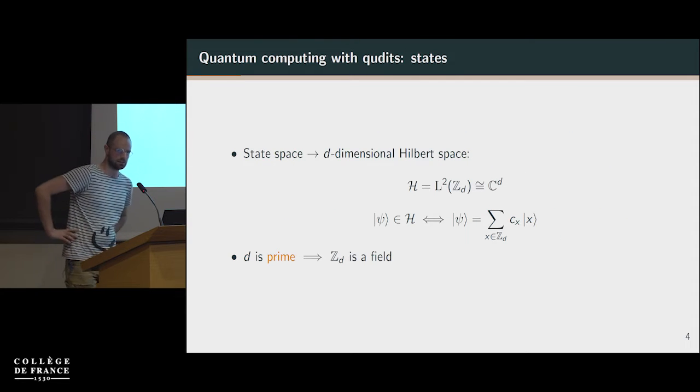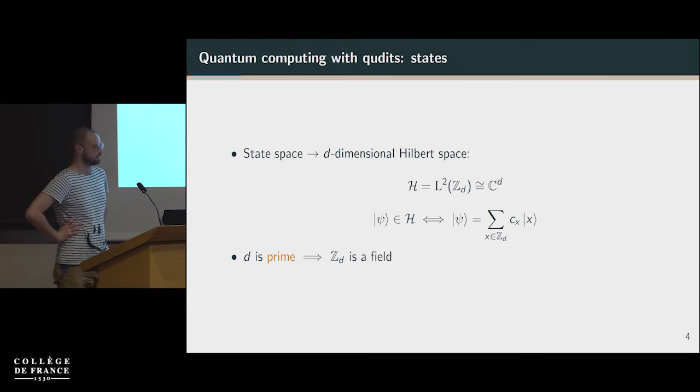Now, diving straight into the subject, the state space of a qudit is a d-dimensional Hilbert space, which furthermore has, as a result, a basis of size d. But we further impose in this talk that d should be a prime number because that makes Z_d into a field, which is an important property, or has important implications that I won't particularly go into. And in fact, we also assume that d is odd for more complicated reasons that I won't go into.